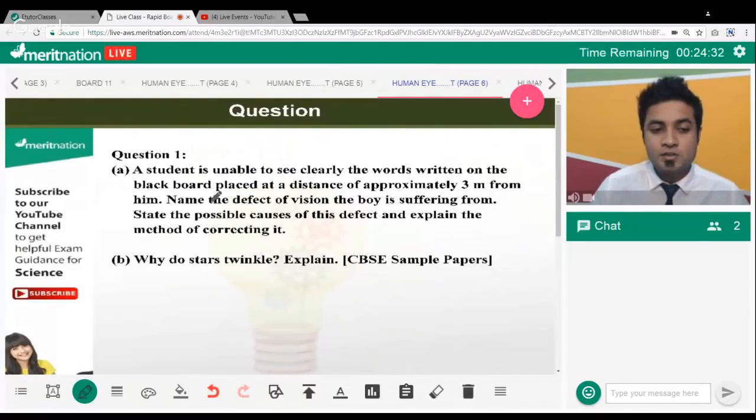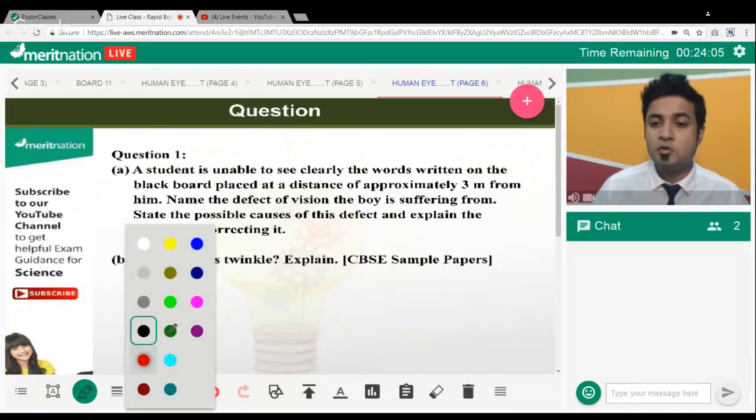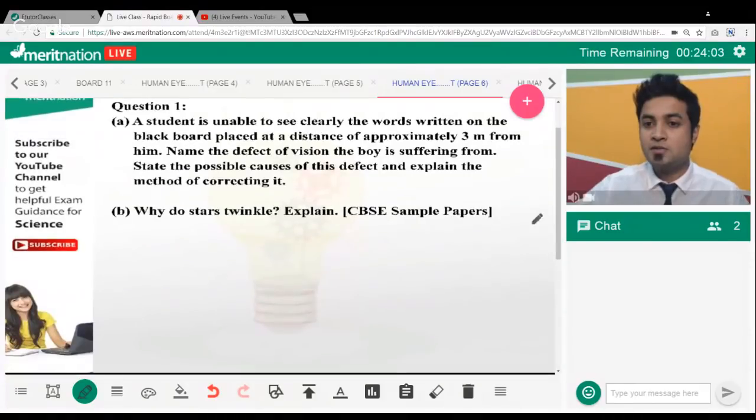Now you can answer this one. A student is unable to see clearly the words written on the blackboard placed at a distance of approximately 3 meters from him. Name the defect of vision the boy is suffering from. State the possible causes of this defect and explain the method of correcting it. So can you tell me the defect name, guys? Absolutely right. Shreyas and Navina have given exactly the right answer.